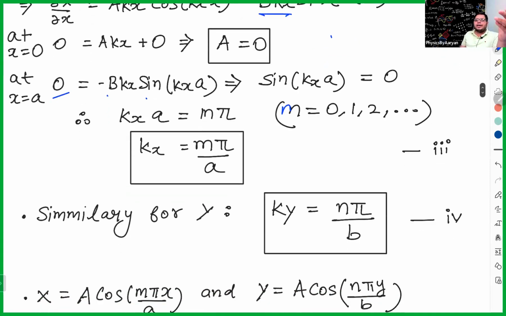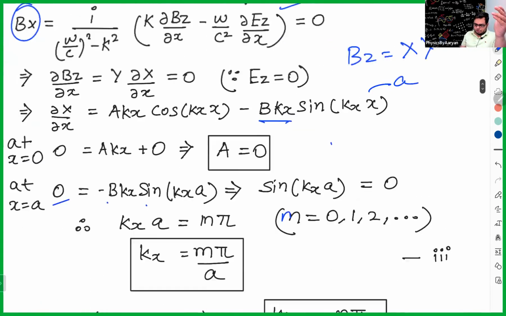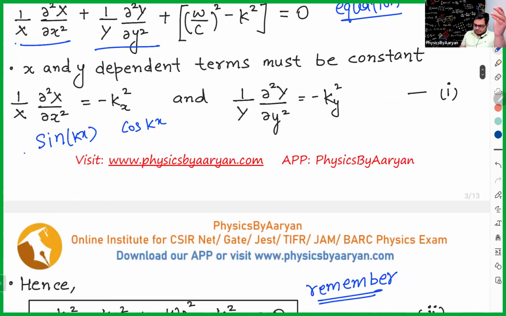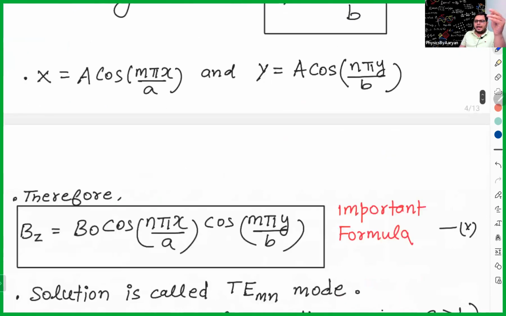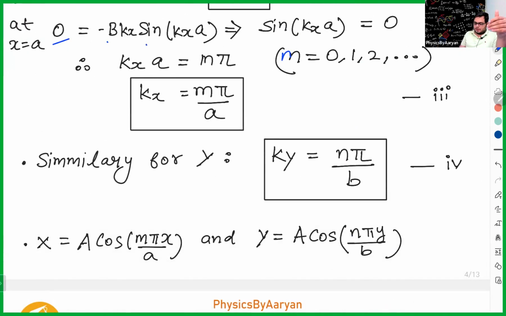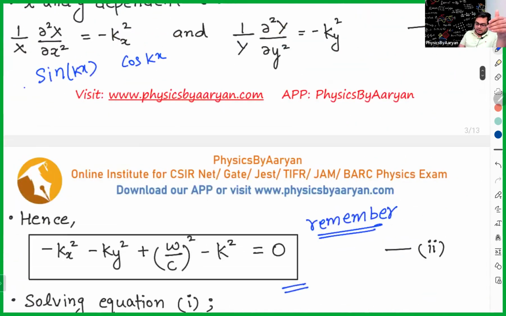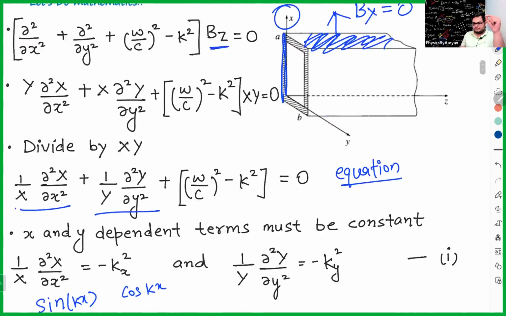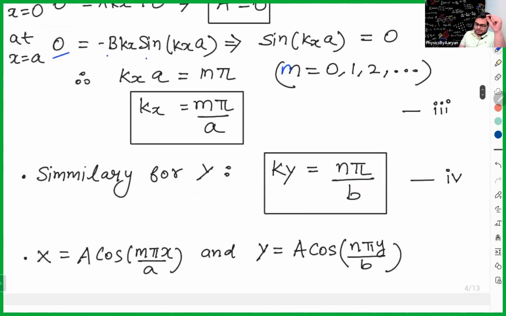Okay, good. Similarly, if you solve the equation for y axis, जैसे मैंने x को solve किया, you can also solve this equation. आपको ky क्या मिल जाएगा, ky will be n pi by b. x की डायमेंशंस थी a, सो वहां पे आया m pi by a. y का डायमेंशन है b, तो we got n pi by b, that's all. So we got this kx and ky.